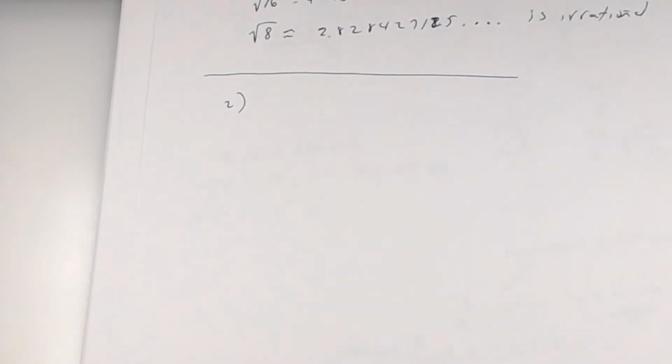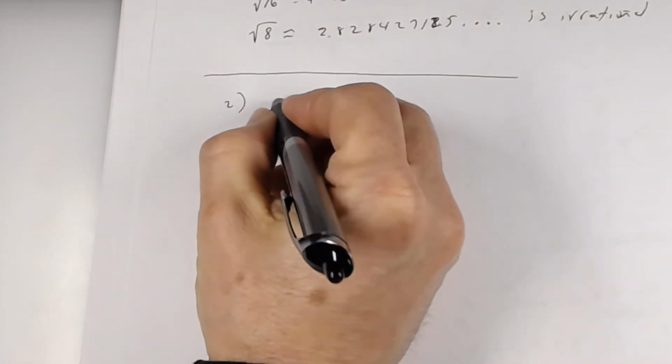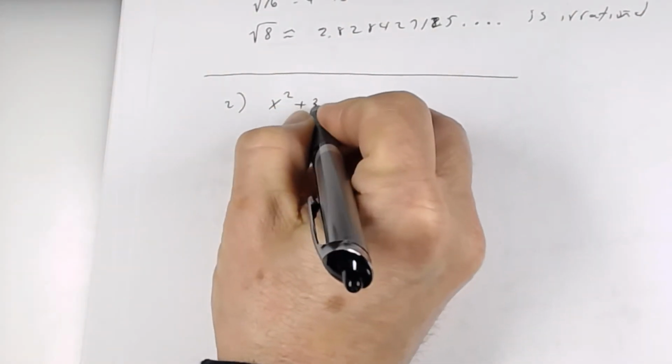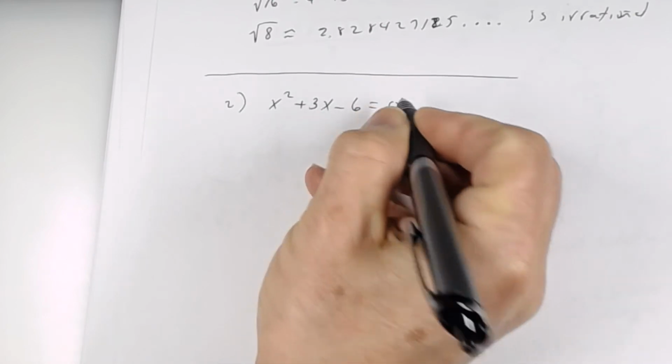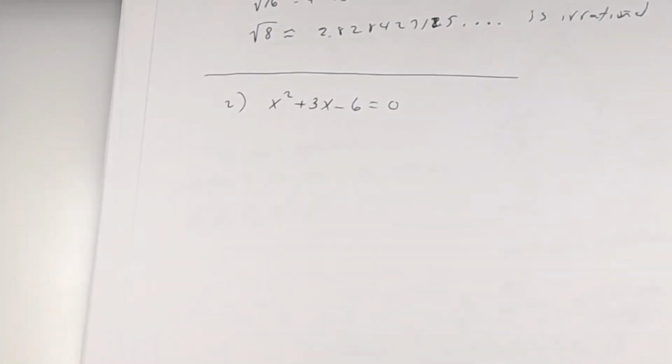All right, number 2, let's suppose we had x squared plus 3x minus 6 equals 0. X squared plus 3x minus 6 equals 0. All right, so I solve this quadratic equation.